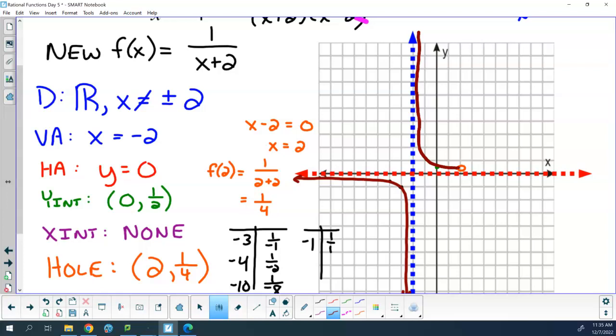Now here's the kicker. When I get to the hole, I pick up my writing utensil, go to the other side of my hole, and continue on down the path. Don't just draw through your holes. I will mark it wrong because the function doesn't exist there. If you draw through it, you're saying, I know how to divide by 0. It doesn't exist there. Point of discontinuity.